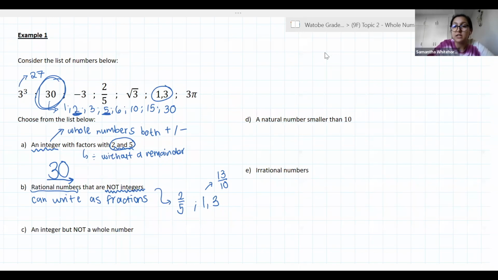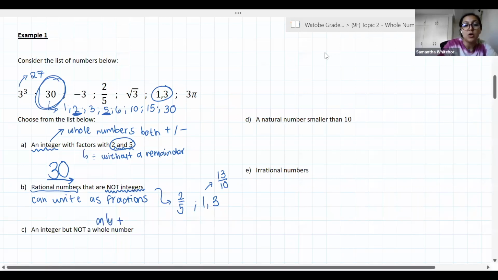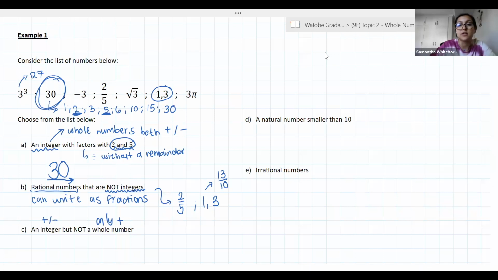Excellent, well done. So guys, the big difference there is whole numbers are only positive values, whereas integers can be positive or negative. So what we want to do here is look for the negative whole numbers, for lack of a better word. If we go back up to our list, the only negative value that we have is -3. It is an integer because there's no decimals, there's no fractions. And so the value that is an integer, but not a whole number, is -3. Because as we've just been told, whole numbers do not include negatives.